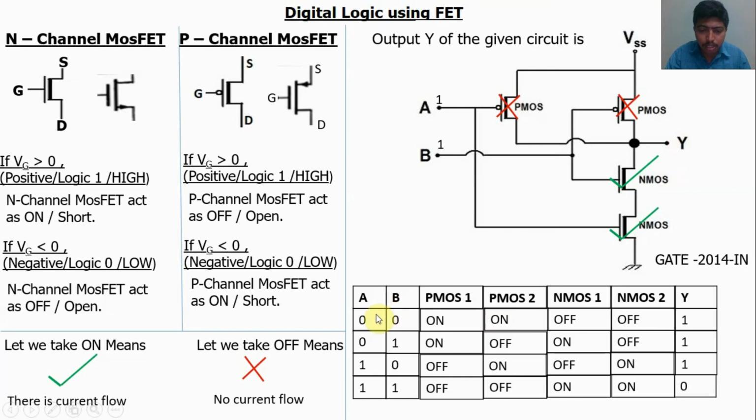When the input A is equal to 0, B is equal to 0, output 1. When A is equal to 0, B is equal to 1, output 1. When the input A is equal to 1, B is equal to 0, output 1. When both inputs are 1, output Y is equal to 0. The output is the NAND gate output. So Y is equal to (A dot B) the whole bar.